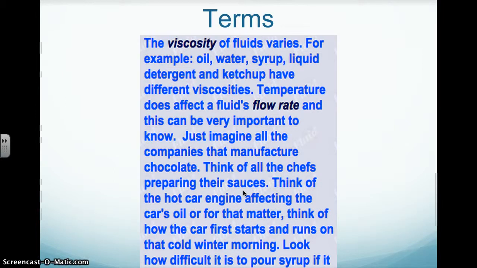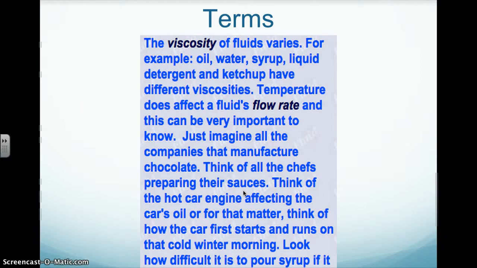Viscosity, which is basically how thick a fluid is, and flow rate. Now, temperature affects flow rate, and a great example of this is putting maple syrup in the microwave when you pull it out of the fridge. At first, when it's right out of the fridge, you try to pour it out on your pancakes or waffles. It's very thick. Its viscosity is thicker, which affects its flow rate. Higher the viscosity, slower the flow rate.